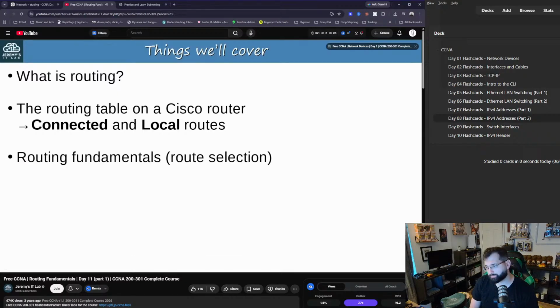We will also look at routing fundamentals, specifically route selection. In a router's routing table, they will usually have a variety of routes. So how does the router select the correct route for a packet? We'll discuss that in this video.